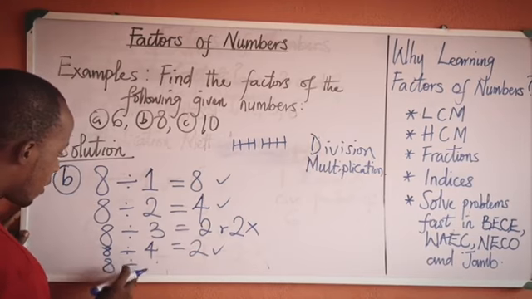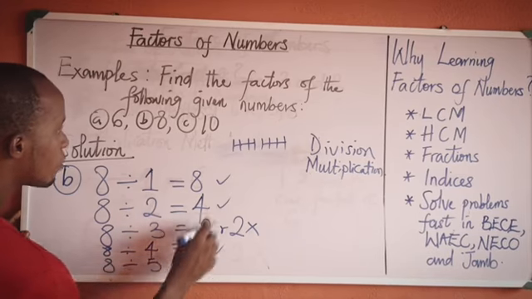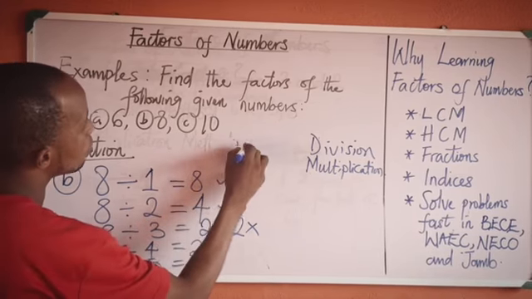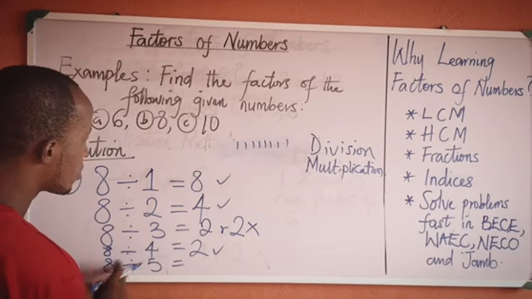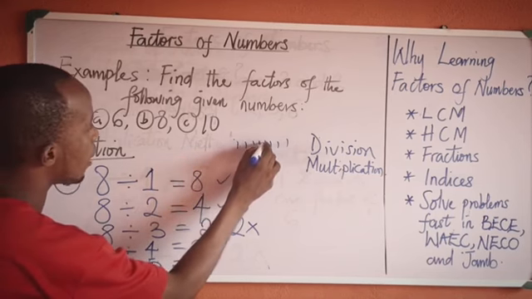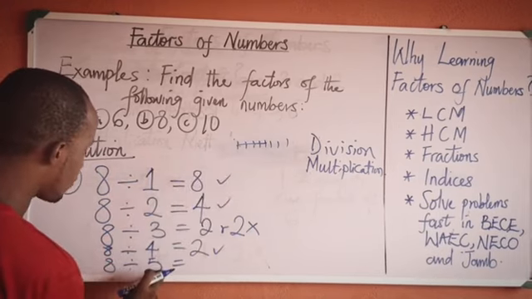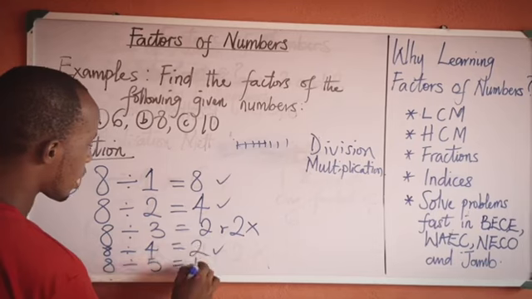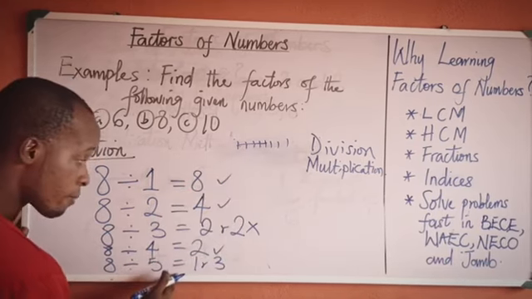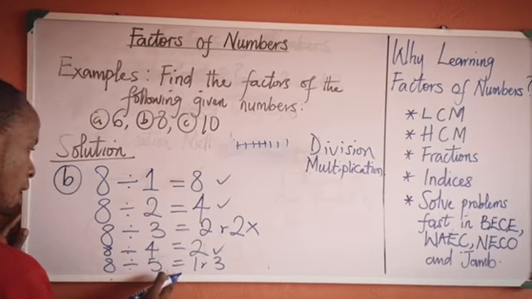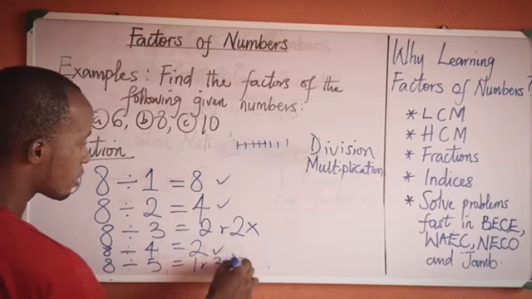So 8 divided by the next whole number, 5. I count my 8: 1, 2, 3, 4, 5, 6, 7, 8. I'm using 5 to divide it: 1, 2, 3, 4, 5. 5 divides 8 just 1 time. Remainder 1, 2, 3. We can see clearly that 5 is not a factor of 8.